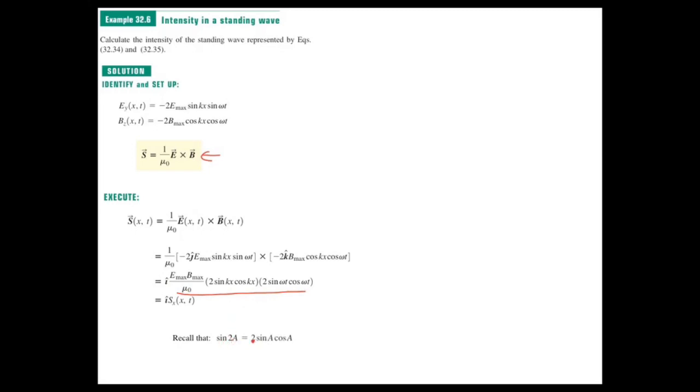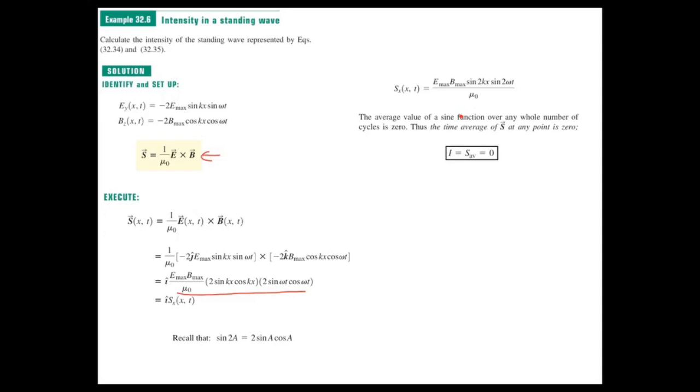So all we simply need to do is put these two expressions into the cross product, where we note that the electric field is in the j-hat direction, the magnetic field in the k-hat direction, and the Poynting vector is going to be in the i-hat direction, and here's our expression. Recall that the sine of 2a is equal to 2 times sine a cosine a, so I can rewrite this equation in the following way as sine 2kx times sine 2 omega t, and now I need to average it. But the average value of a sine function over any whole number of cycles is equal to 0, so the time average of this is going to be 0. So I find that the net intensity of the standing wave is equal to 0.